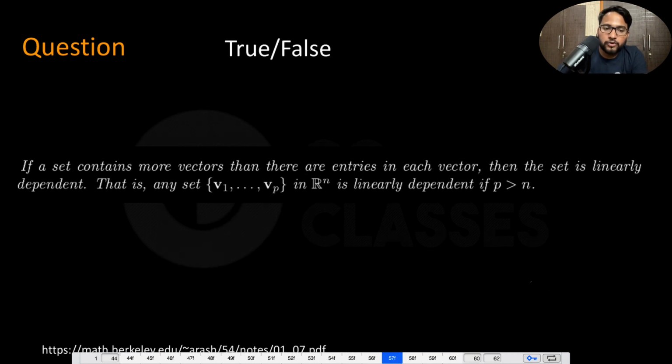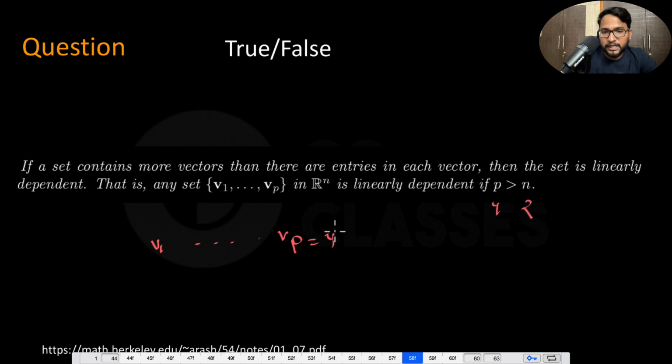Okay, let's solve this question, whether it is true or false. If a set contains more vectors than the entries in each vector, which means any set v1 to vp. Let's suppose it contains p vectors, v1 to vp, in Rn, which means, let me take the p value as 4, in Rn where p is greater than n. If it is 4, then let's suppose n is 2.